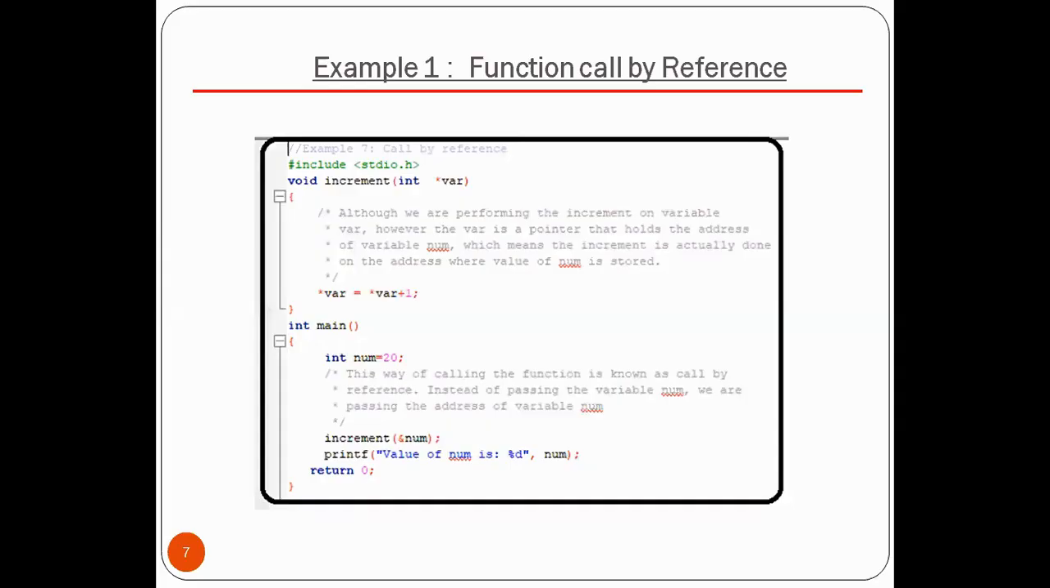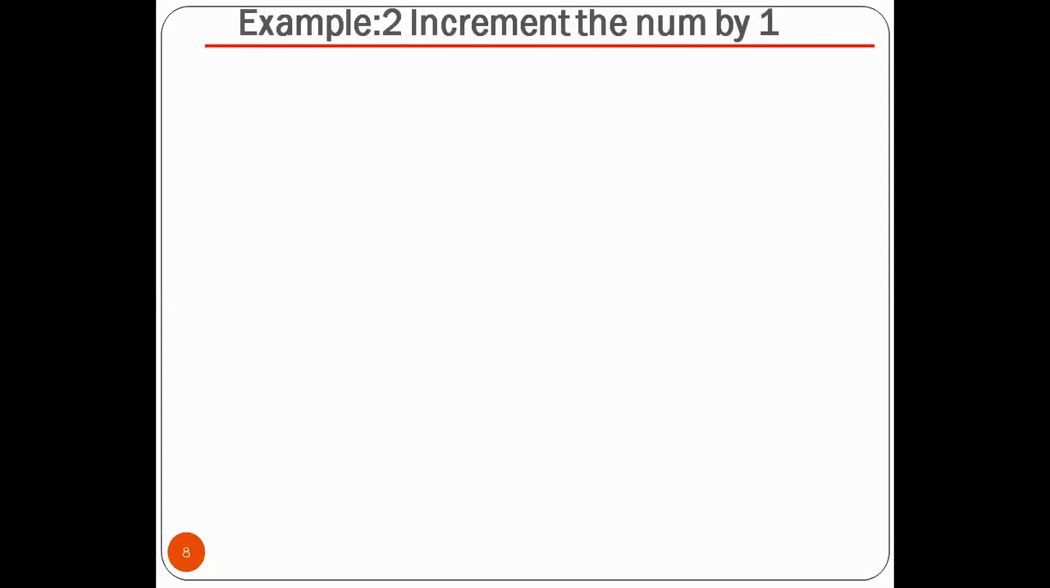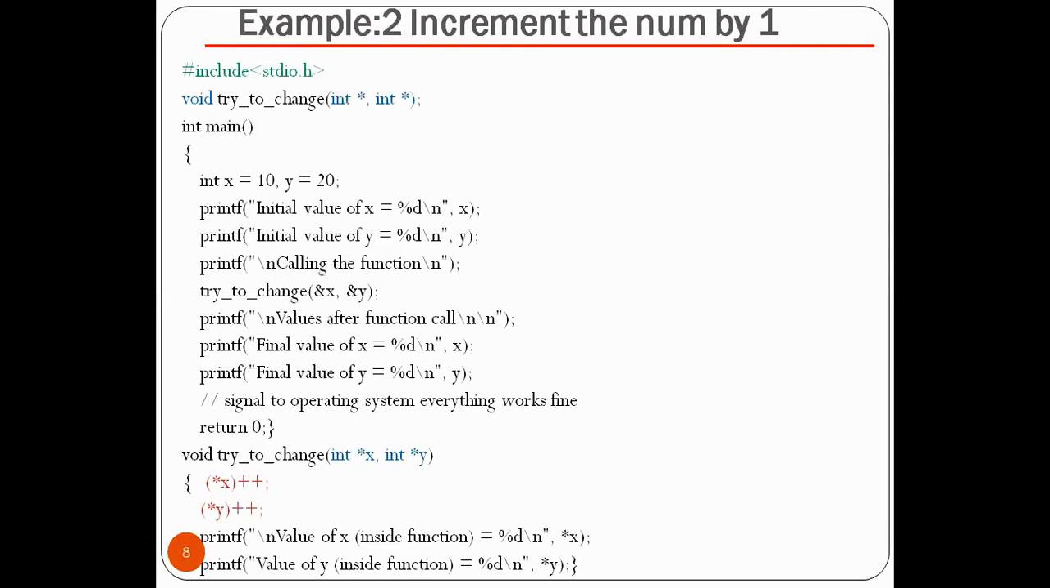So coming towards the next example, that is increment the number by 1. I think they are almost the same. Okay, let us see. This is the function declaration, and we have a main program. We have two values, x is equal to 10 and y is 20. We have printed this x and y before calling the function. We have written initial value of x, initial value of y, and then calling the function. We have a function named trytochange. We are calling this function and we are passing the address of x and the address of y.